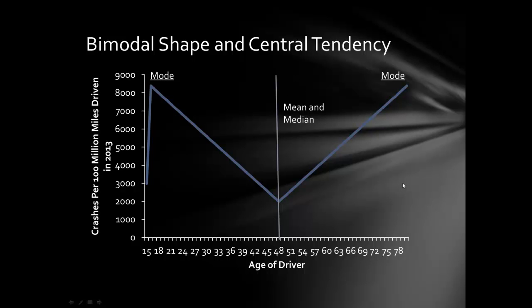But it would be very misleading if you said, yeah, the mean age of drivers having crashes is 49. Well, that's a gross misrepresentation of the data. You would think, oh wow, those middle-aged drivers are having a whole lot of accidents, when in reality, it's the very old and the very young. So you have to be really careful when you hear statistics thrown at you. You have to think about, well, what's the shape of that distribution? Is the mean actually an appropriate measure?